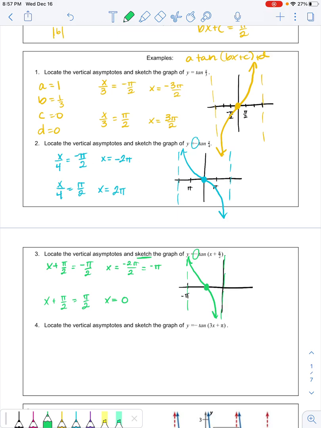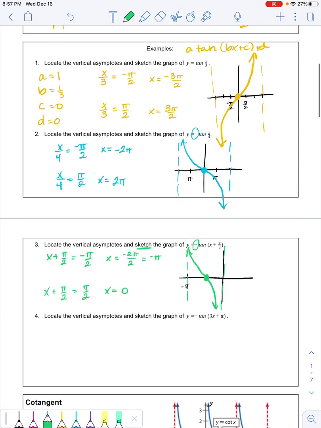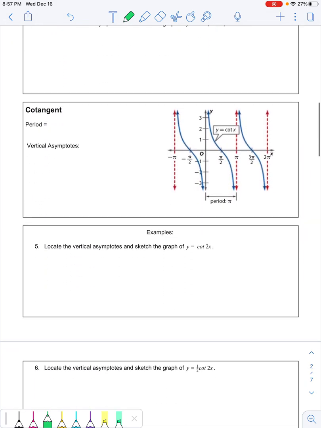Now, if you were asked to describe what's going on in these graphs, you can still use the same language that we used back with sinusoids. Horizontal stretch or compress, vertical stretch or compress, horizontal shift, left or right. Okay, so a couple examples about the tangent. Let's take a look at the cotangent.